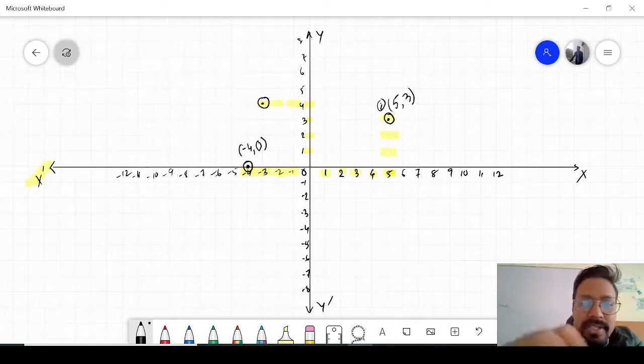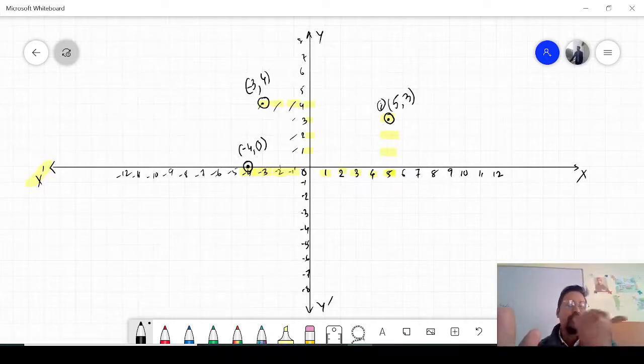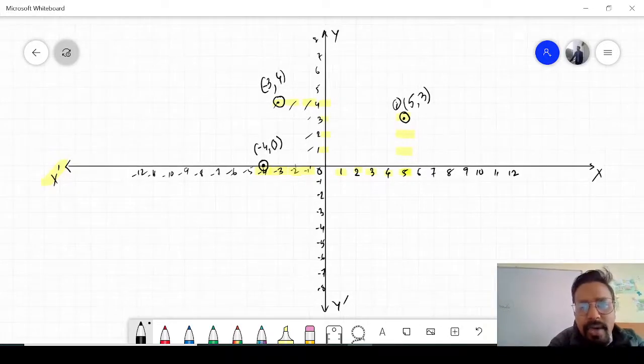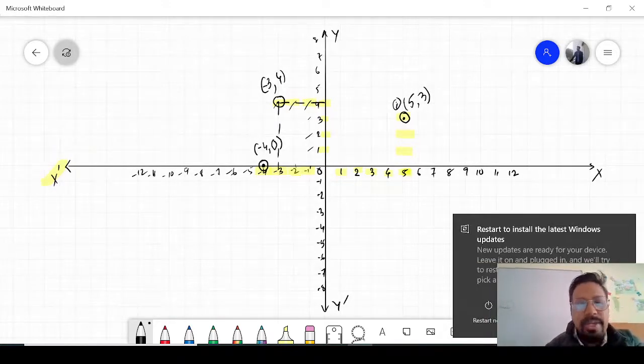Now for plotting this point, as I have said, we must always plot the point in x comma y fashion. So along the x axis it is minus 1, minus 2 and minus 3, so minus 3. Along the y axis it is 1 2 3 4, so 4 units. Or to make it easier, you can connect it perpendicularly to the x-axis and y-axis. By doing this, you can understand that along the x-axis it is minus 3 and along the y-axis it is 4.